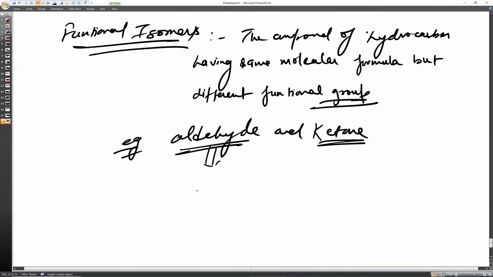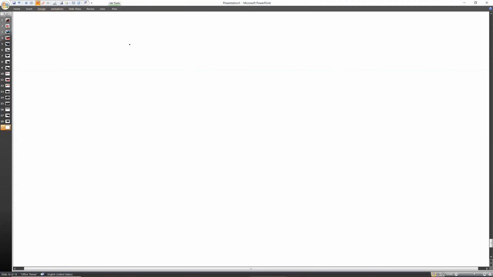The functional group of aldehyde is CHO, and that of ketone is C double bond O, or CO. But in ketone, there must be a carbon chain on both sides. For aldehyde, it does not require that, because it has its own functional group. It can have the carbon chain here also, but hydrogen is also there. But they both show functional isomerism. Let me show you how.